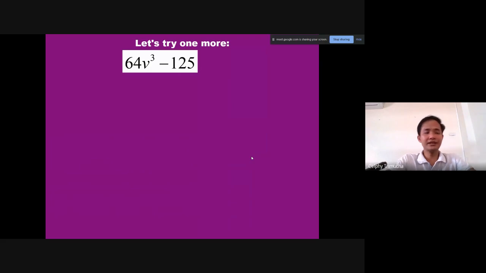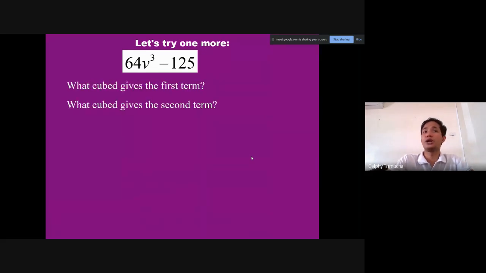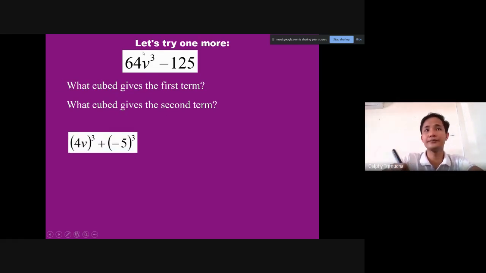This time, let's try another example. We have 64v cubed minus 125. What cube would give the first term? We have 64v cubed. What is the cube root? We have 64. What term, when cubed, gives 64? That is 4, so 4 cubed equals 64. Since v is in the given, we'll have v cubed. Then for the negative 125, that will be negative 5, so negative 5 cubed.